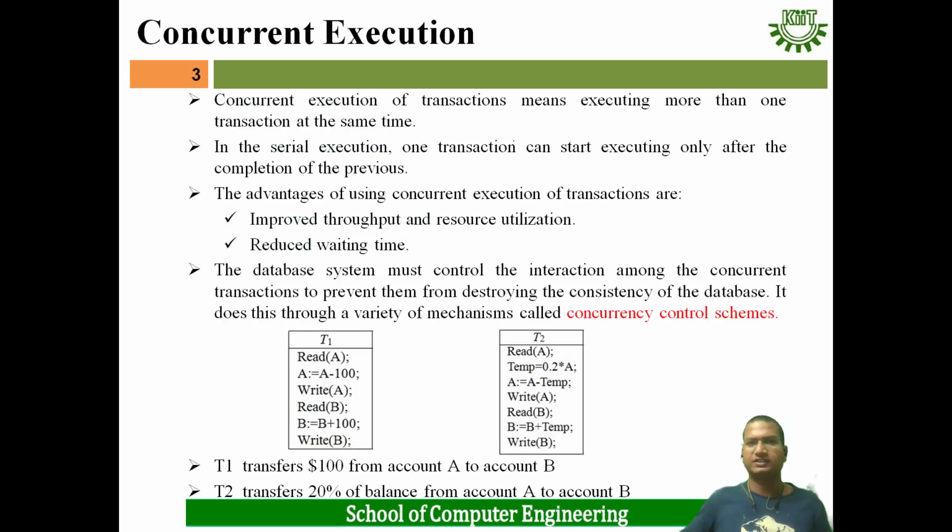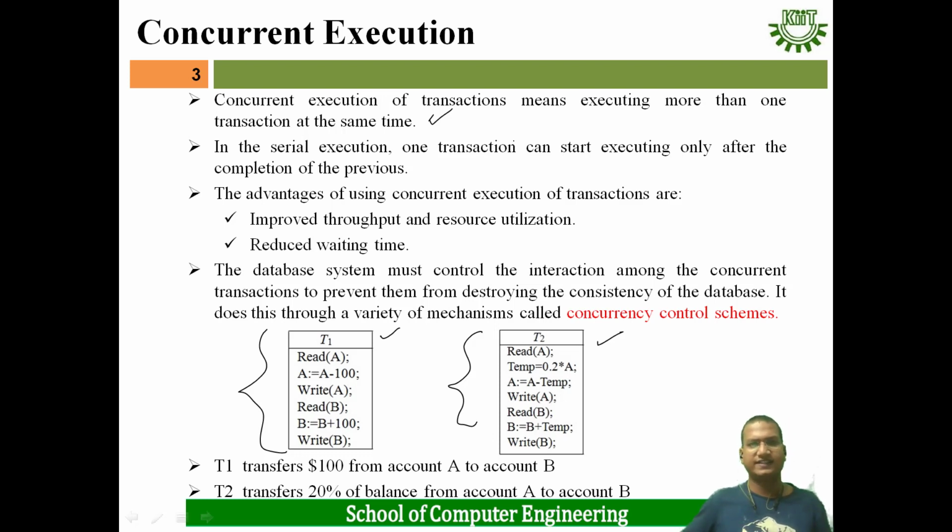Concurrent execution of transactions means executing more than one transaction at the same time. If transaction T1 is there and T2 is there, if we execute both of the transactions simultaneously, then we call this concurrent transaction or concurrent execution of transactions.